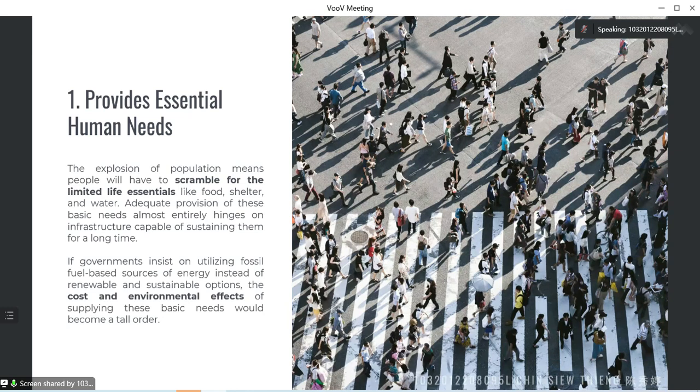And if a country's government insists on utilizing fossil fuel based energy resources instead of renewable and sustainable options, then it will be costly and have a bad effect on the environment, in our future and for the next generation.